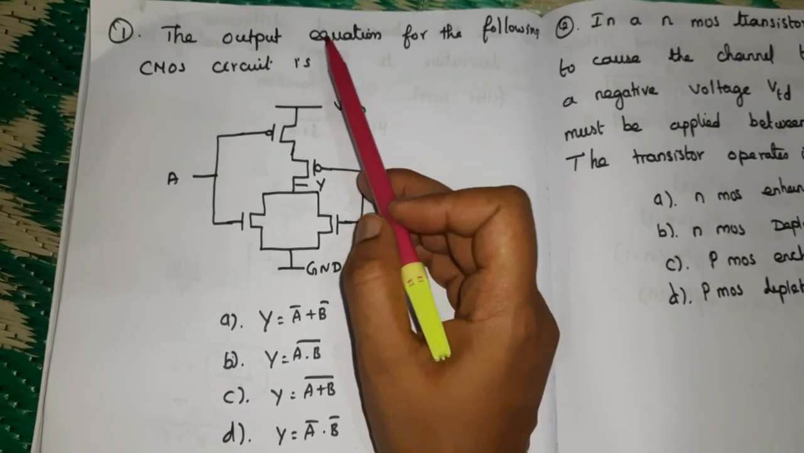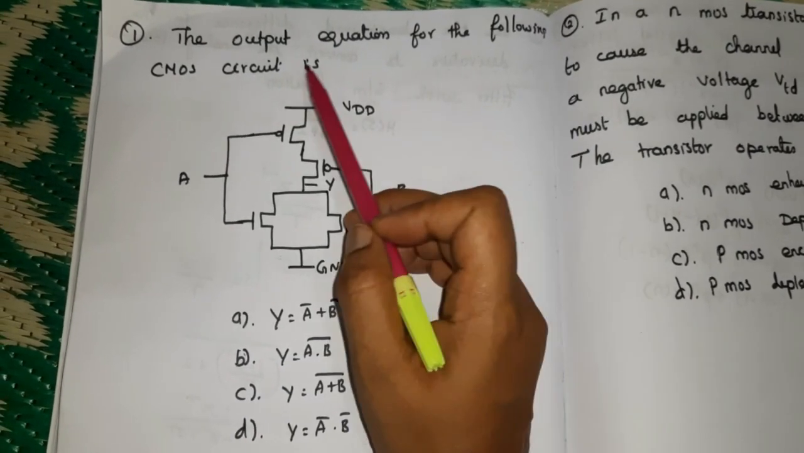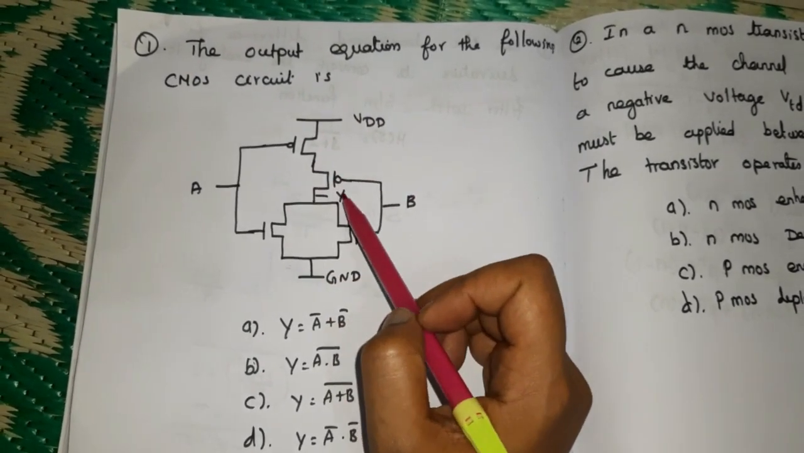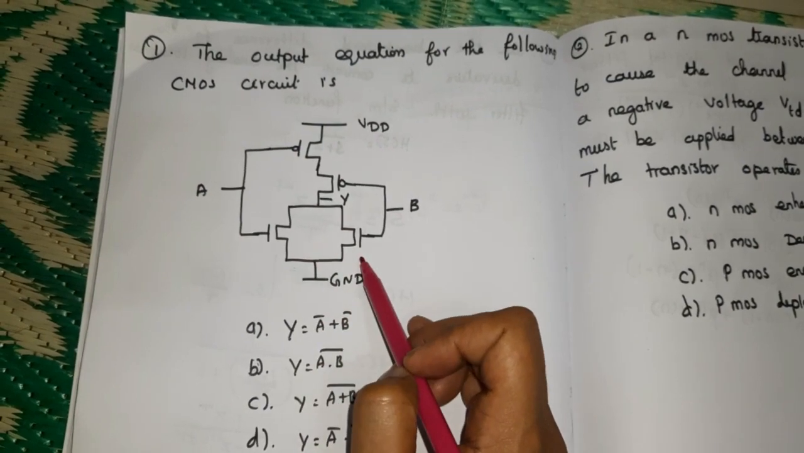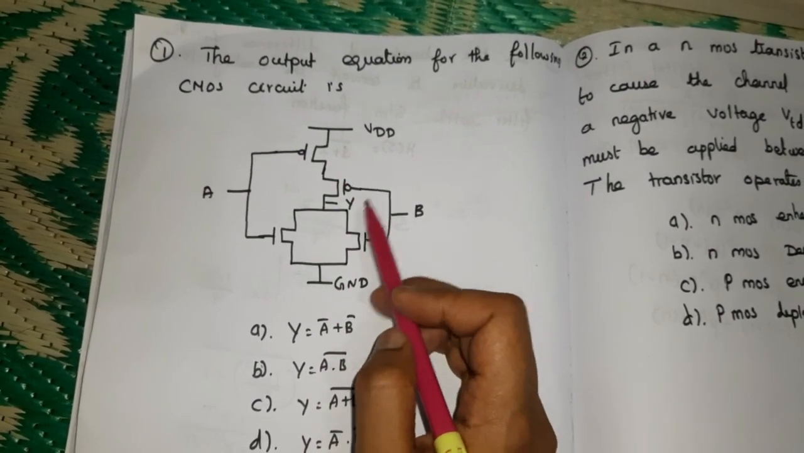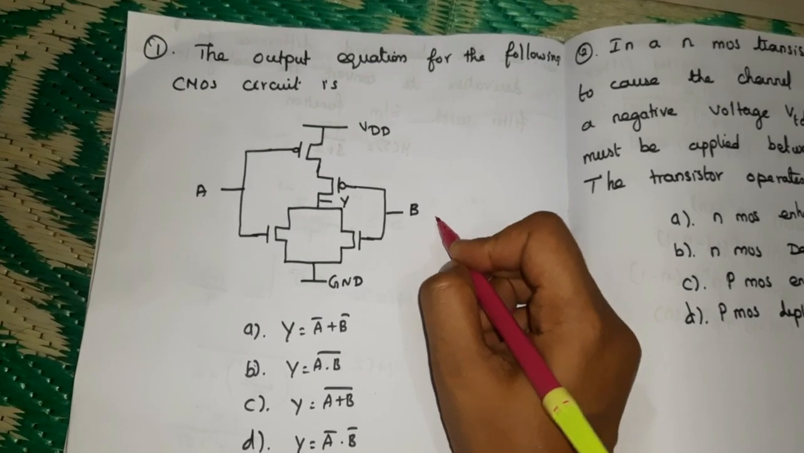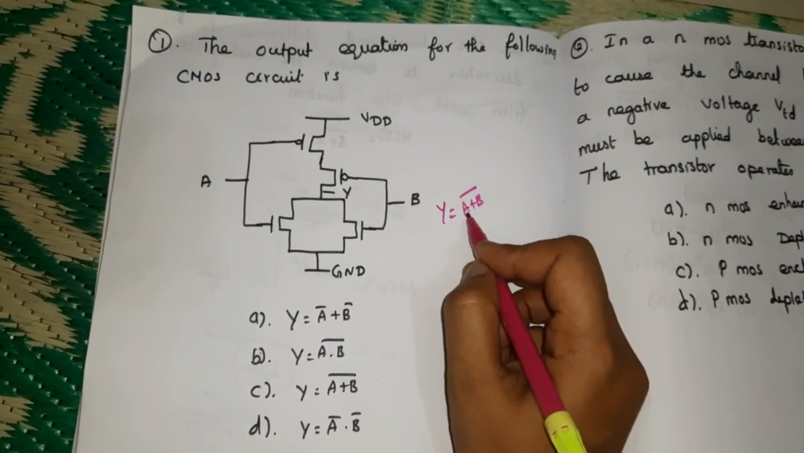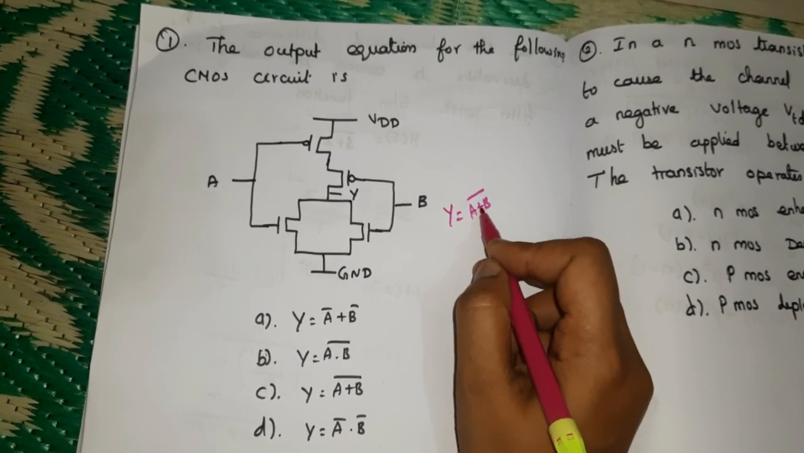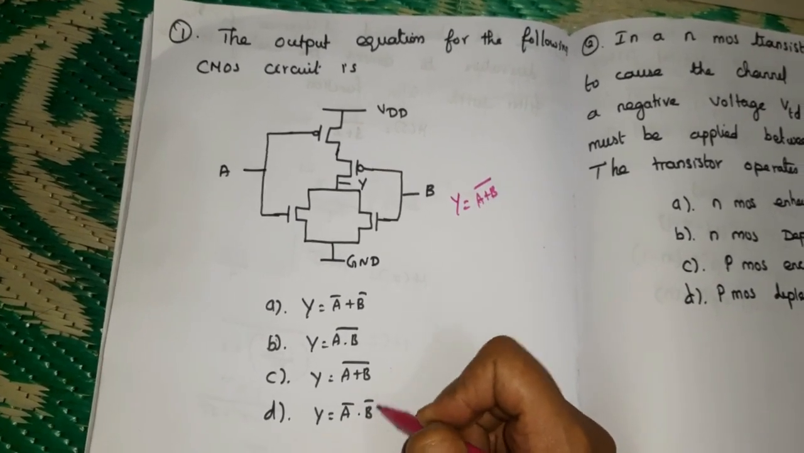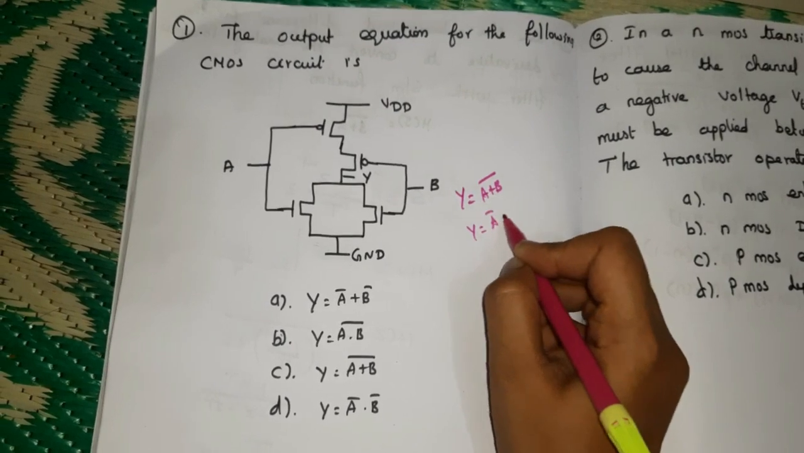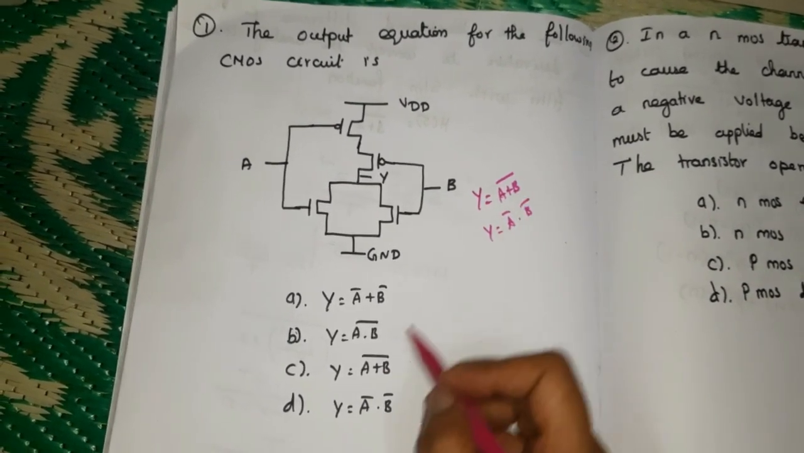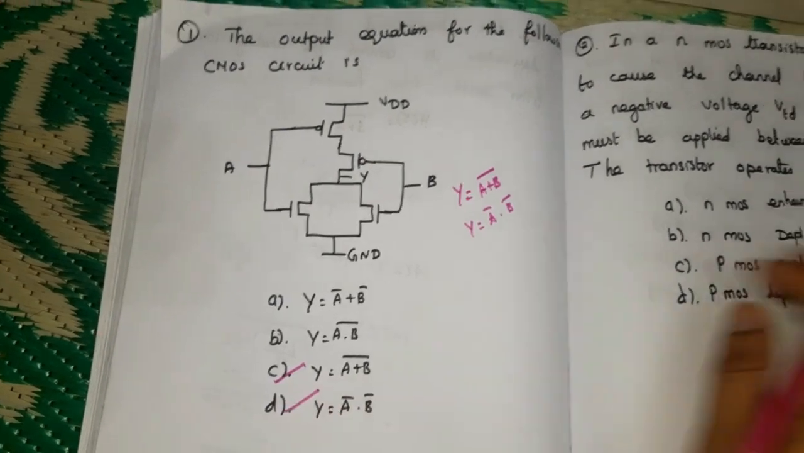So the first question is: the output equation for the following CMOS circuit is. Here the PMOS are connected in series and the NMOS are connected in parallel. So this connection is known as a NOR gate. We will get the output as NOR, that is the inversion of OR. And the same function, y is equal to a bar into b bar, also gives the same result as this NOR gate. So here the answer is C and D.